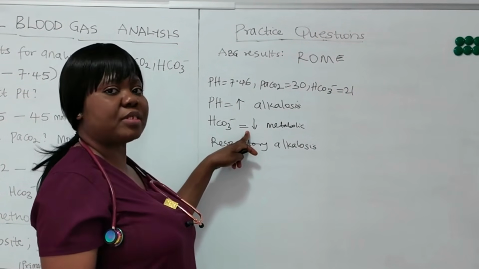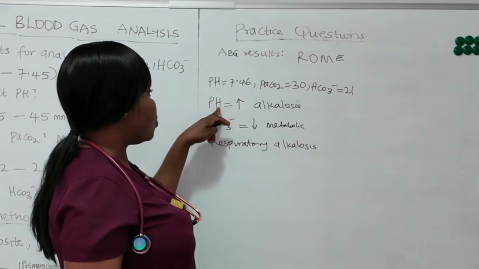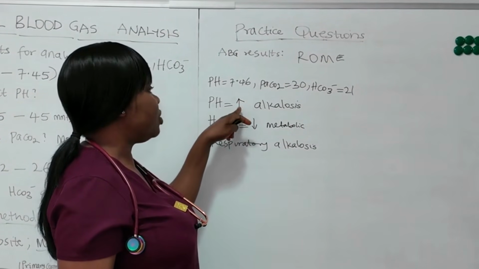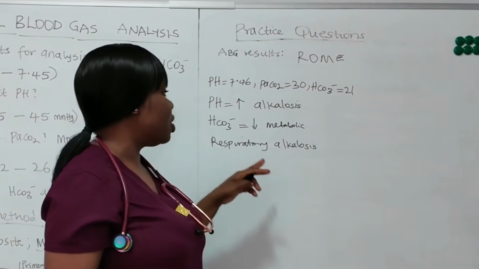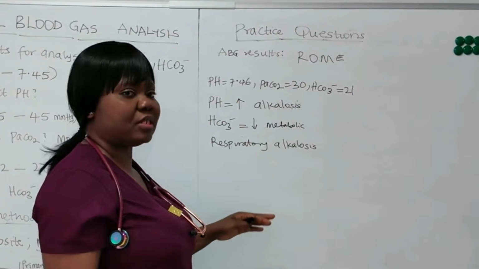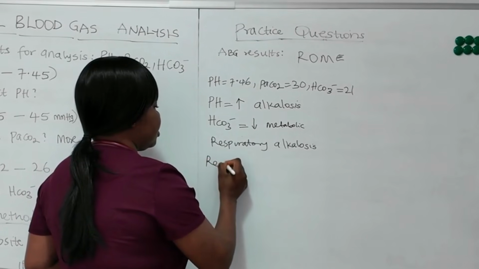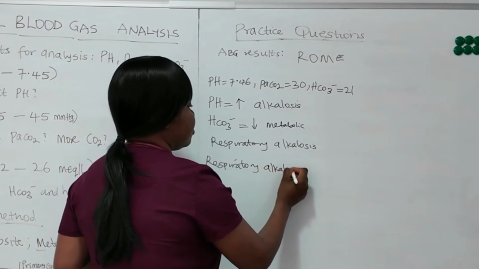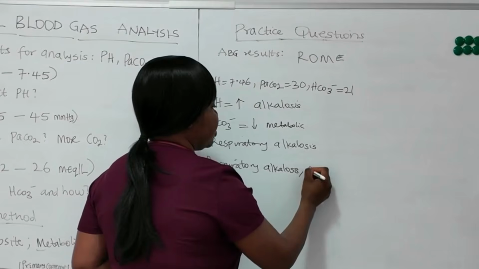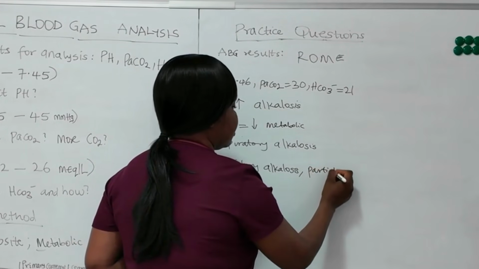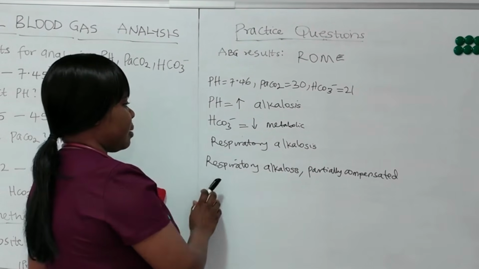But is it fully compensated or partially? We will consider that with the pH. The pH is high, so the pH is not normal. We will not say fully. So we'll say it's partially compensated again. So the final answer will be respiratory alkalosis partially compensated. So that will be the final answer.